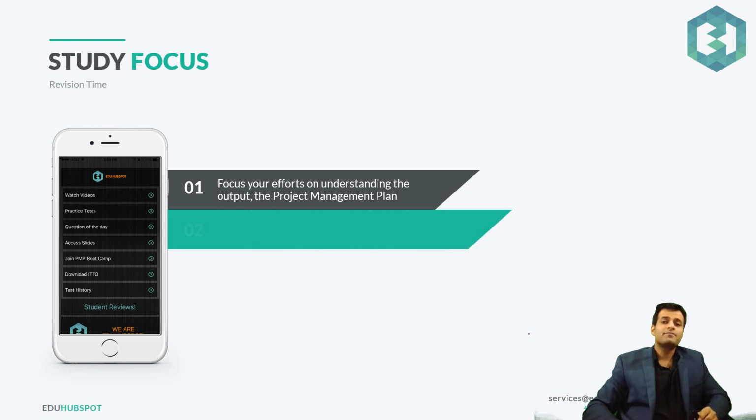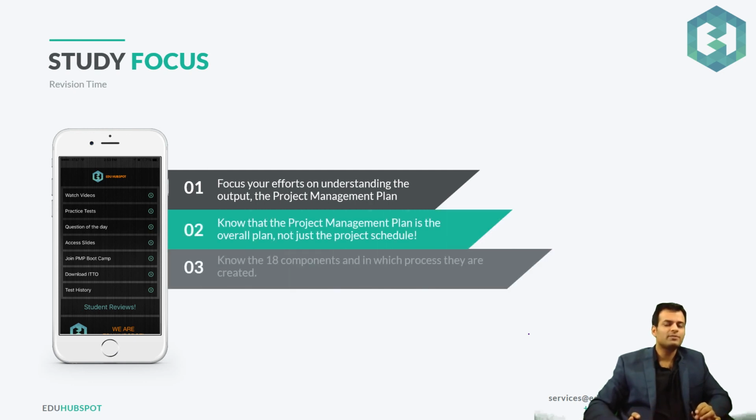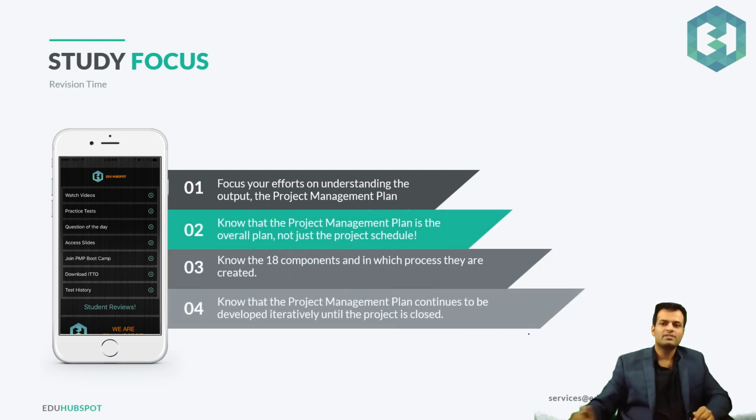Let's do a quick revision. What we learned in this process is, first, focus your efforts on understanding the output, the project management plan. When you go back and read the PMBOK, read all the bullet points mentioned in the project management plan. You can see questions like, which of the following is part of the project management plan, or which of the following is not part of the project management plan.